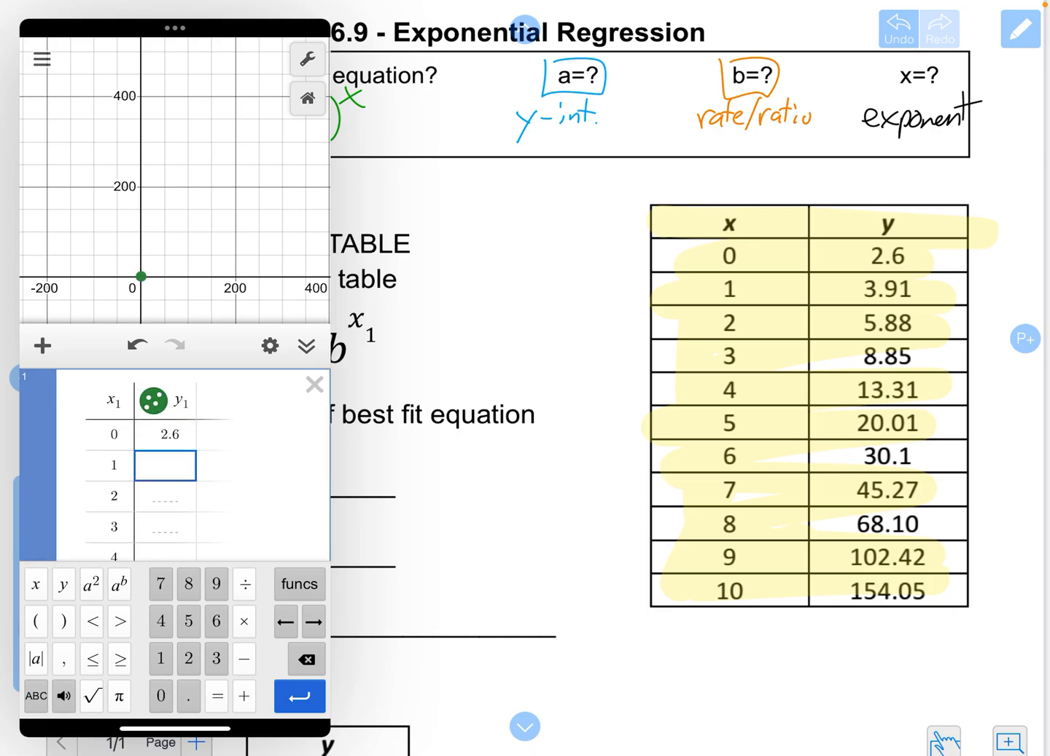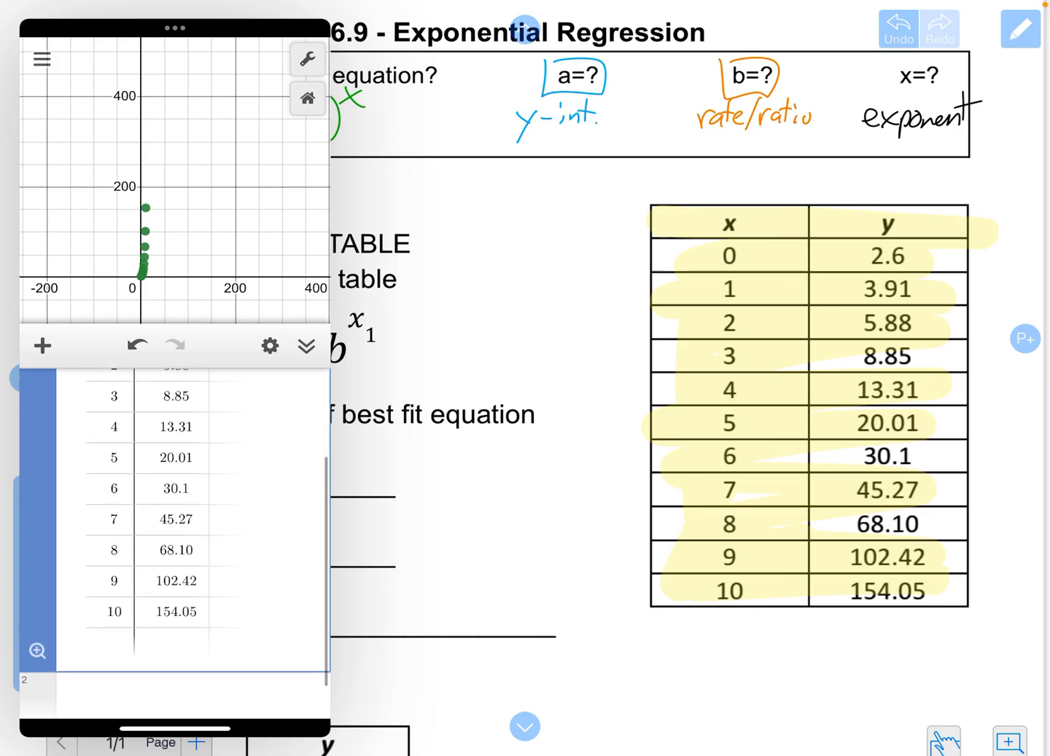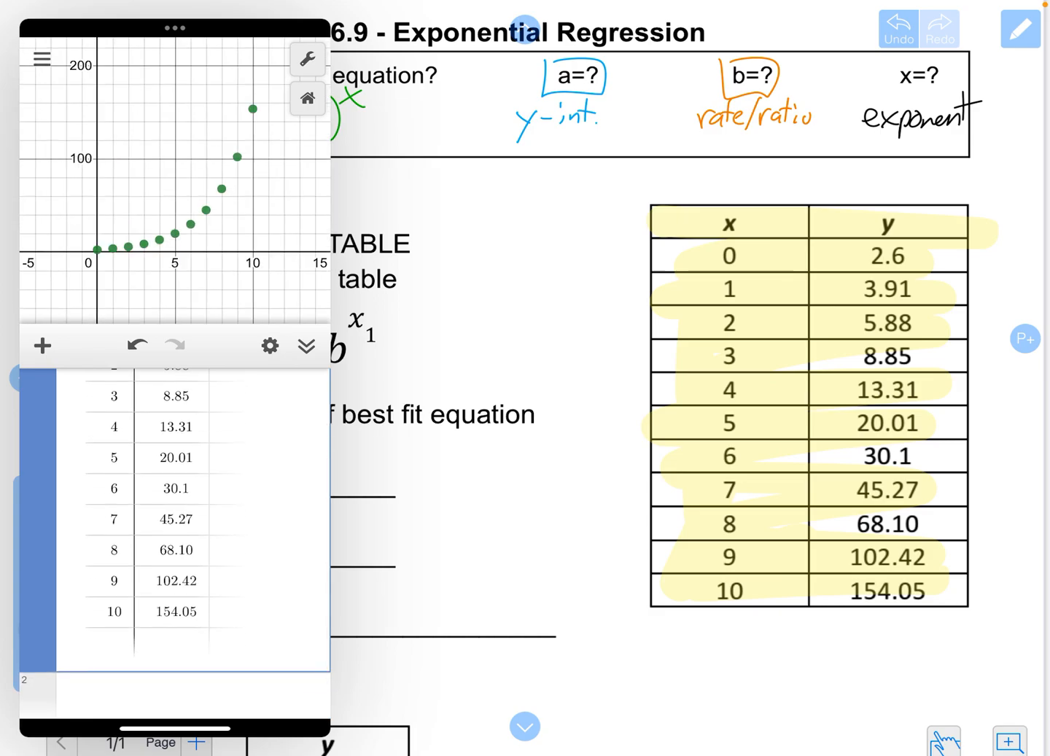So 2.6, 3.91, 5.88, 8.85, 13.31, 20.01, 30.1, 45.27, 68.10, 9 is 102.42, and then 10 is 154.05. If you hit that plus sign on the side of the table, it'll zoom in and show you all of your points.